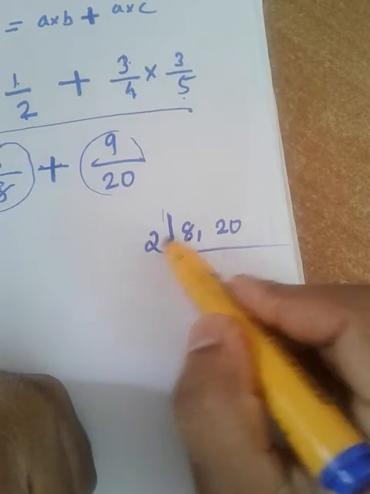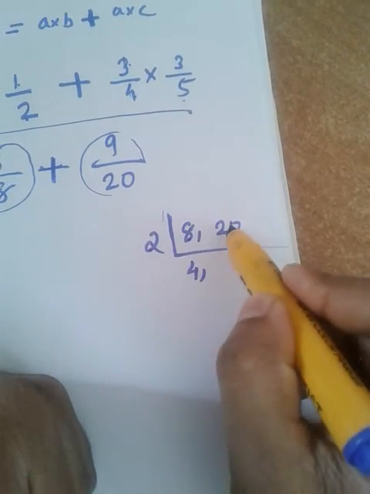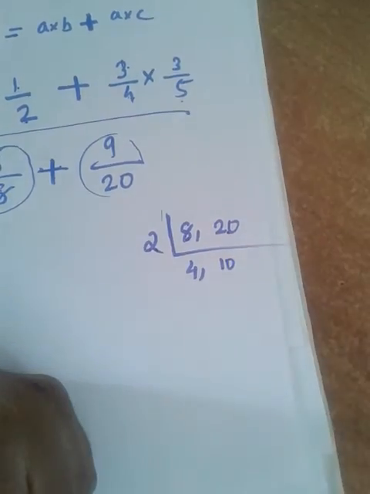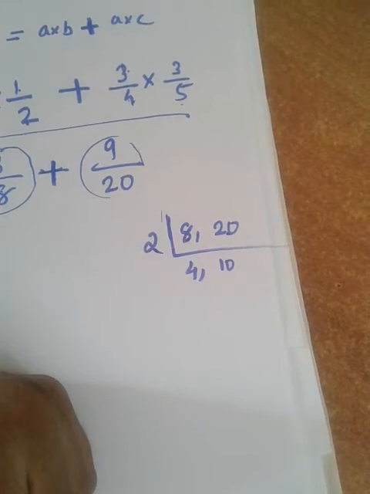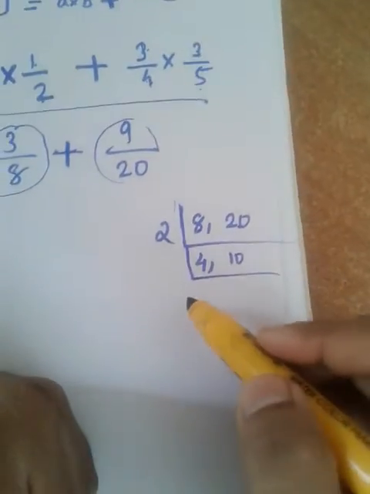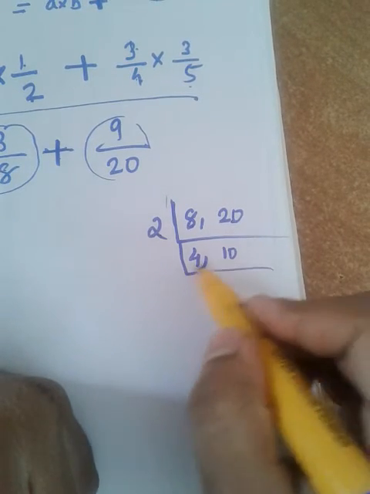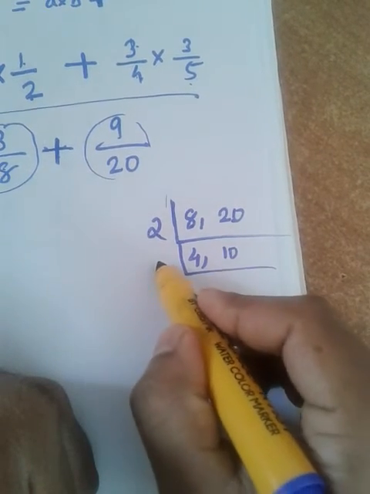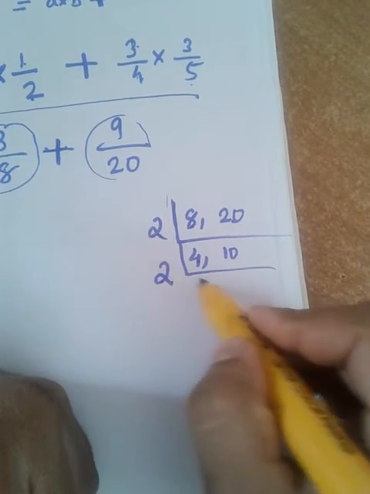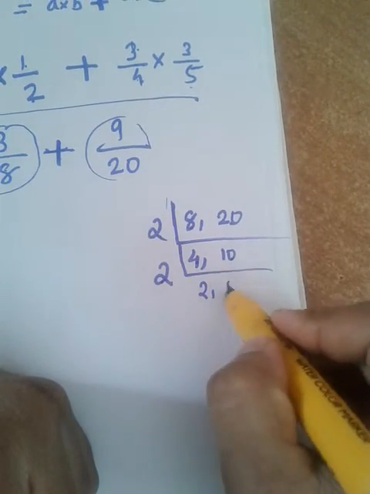Then in 8, how many 2's are there? 4. In 20, how many 2's are there? 10. Clear? Repeating the same procedure. 4 and 10. Which is the least number we can divide 4 and 10 together? Yes, it is 2. So 2 again. In 4, how many 2's are there? 2. In 10, how many 2's are there? 5.